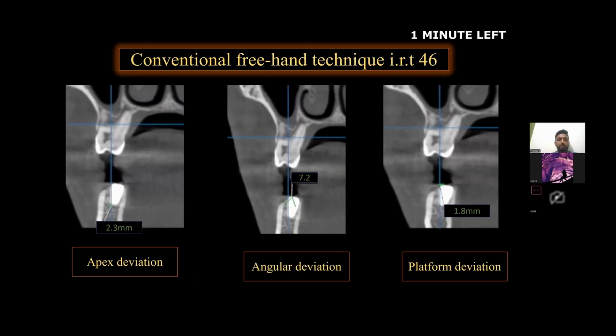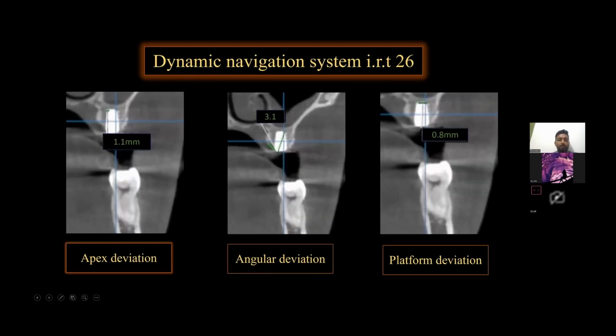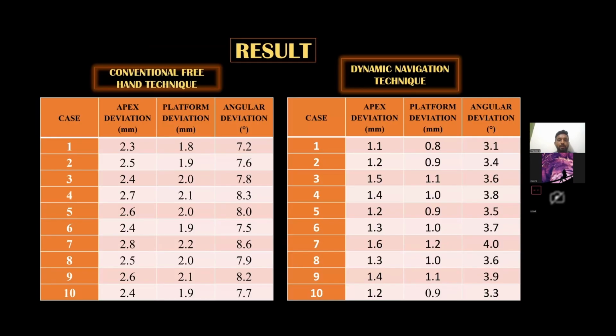So you can see the apex deviation was 2.3 mm from the initial plan, angular deviation was around 7.2, and the platform deviation was around 1.8 millimeter. And for dynamic navigation, the apex deviation was around 1.1 millimeter, angular deviation was 3.8, and platform deviation was 0.8. So these were the results of all the 10 cases, comparing the angular deviation, platform deviation, and the apex deviation for both the techniques.